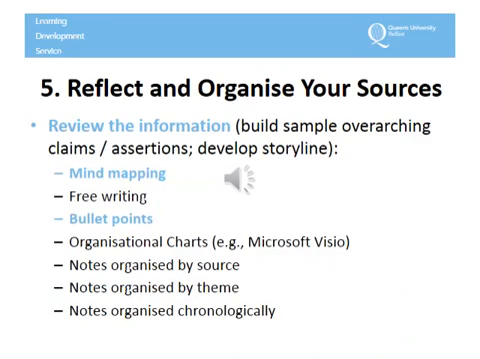Step 5. Reflect and organise your sources. Review the information you have gathered and try and pick out overarching themes within the different readings you have read. You can do this by using a number of techniques such as mind mapping, free writing, organising in bullet points, charts using Microsoft Visio, organising your notes by source, theme or chronologically, whichever suits you best.